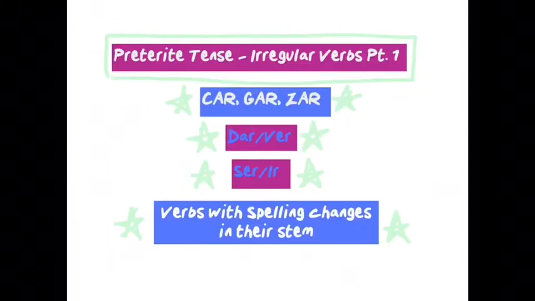Alright, and then some basic irregulars that you've already talked about, hopefully, are CAR, GAR, and ZAR verbs. We're going to talk about DAR and VER, SER and IR, and then some verbs with spelling changes too. So all of these situations are irregular in the preterite, so we need to make sure that we know the rules and have these memorized, so that way when we come across these verbs in context, they're easy to use. So let's start with CAR, GAR, and ZAR verbs.